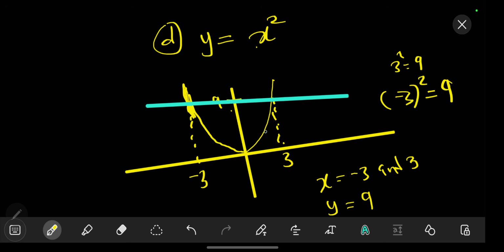So as long as it satisfies this, with the vertical line touching just one portion of the graph, then it's a function.